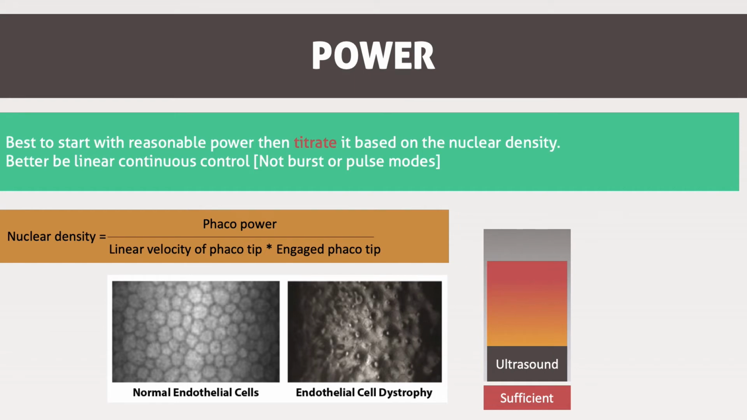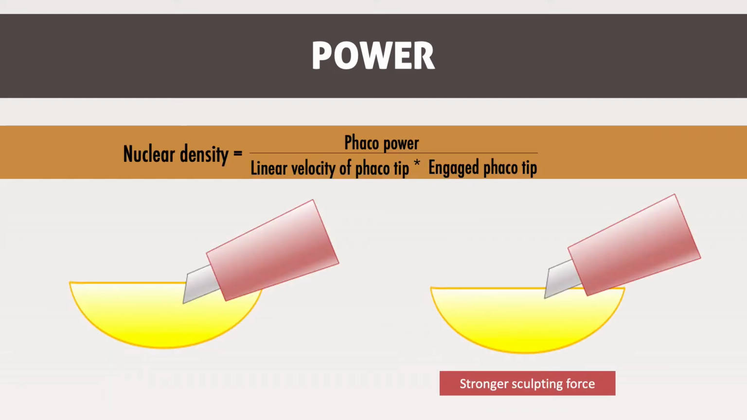Let's say we are dealing with a patient who has Fuchs dystrophy, so we don't want to use high power during sculpting. How to overcome this problem? We can adjust the other two factors to achieve a perfect sculpting without moving the nucleus. Here we have two surgeons. The one on the left is engaging almost 2/3 of the phaco tip, and the one on the right is engaging only 1/3 of the phaco tip.